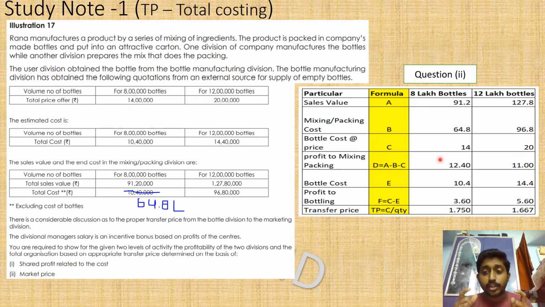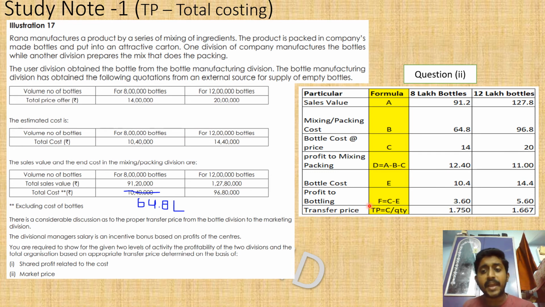What is the profit of the bottling division? You have the market value of the bottle for the total quantity minus the total cost for the bottling section, which you also have. So 14 minus 10.4 and 20 minus 14.4; F is equal to C minus E. That is the profit to bottling. So you have identified the profit of mixing and packing and the profit of bottling. We will not apply so much to find the transfer price.